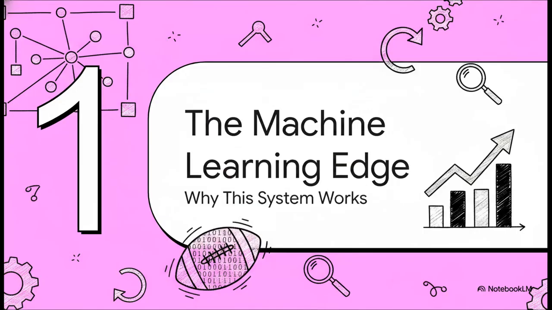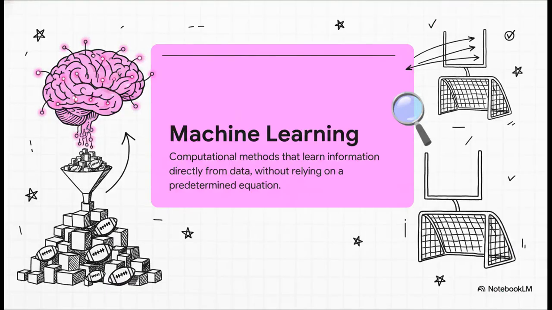Okay, so how do we build a system like that? Well, the answer actually comes from the world of machine learning. So, what does that actually mean for us? Well, unlike some rigid, fixed formula, machine learning algorithms get smarter over time. The more data they chew on, more matches, more results, the sharper and more accurate their predictions become. And that, right there, is the power we're going to tap into.